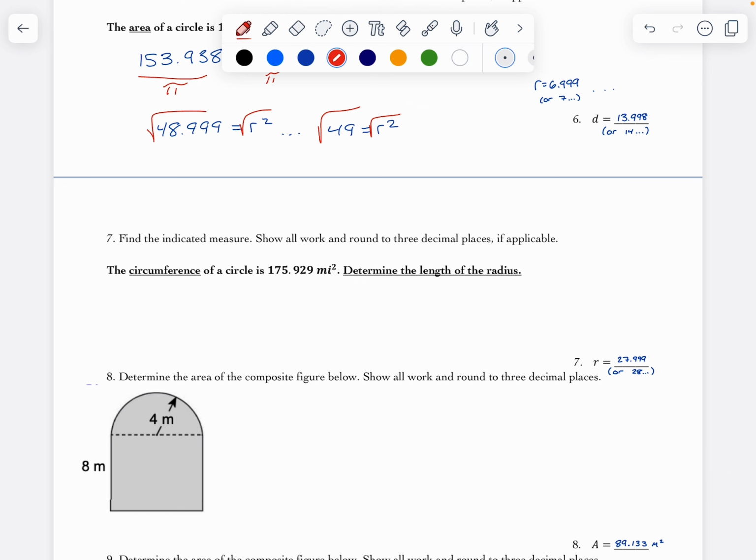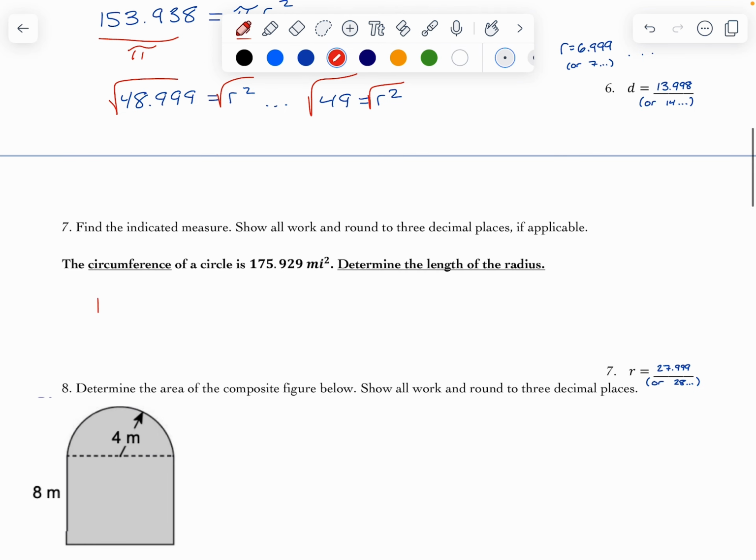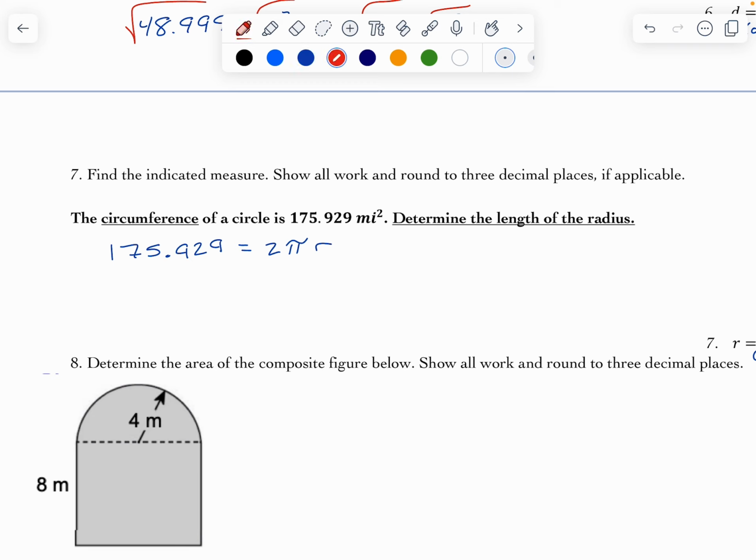Circumference of a circle is 175.929. I have 2 formulas I can use, but since I'm just finding the radius, I'm just going to use 2 pi times the radius. I want to get r by itself. I have to move 2 pi. I have to get rid of 2 pi.